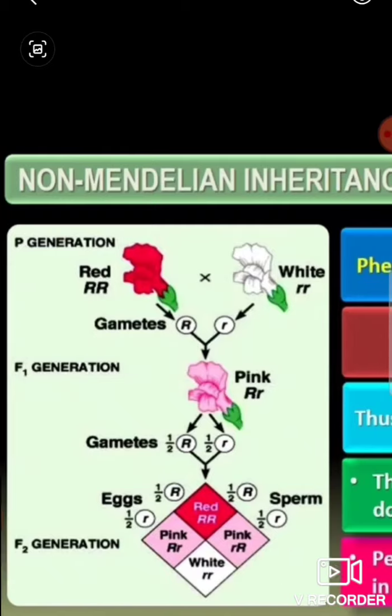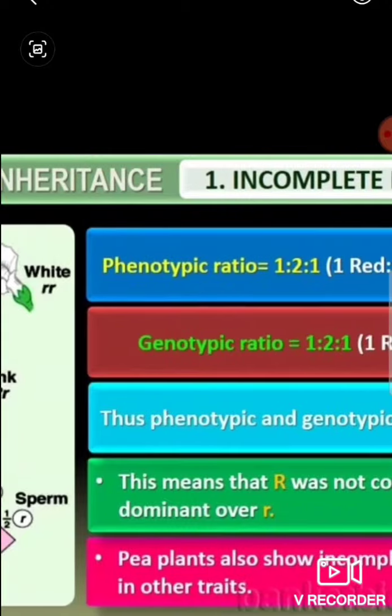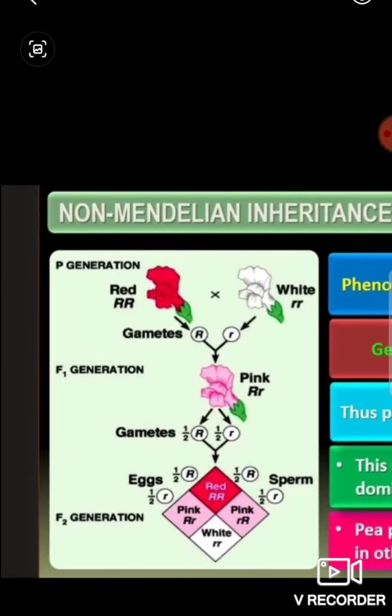Okay, so this cross I have already shown you. So when you cross the red and pink, you get a 1:2:1 ratio. So very important topic concerning your NEET CET exam as well as your board exam. Very important. So the phenotypic ratio is 1 red, 2 pink and 1 white. Genotypic ratio is 1:2:1. Genotypic ratio is nothing but how the genes are present, dominant or recessive, whether they are homozygous or heterozygous.